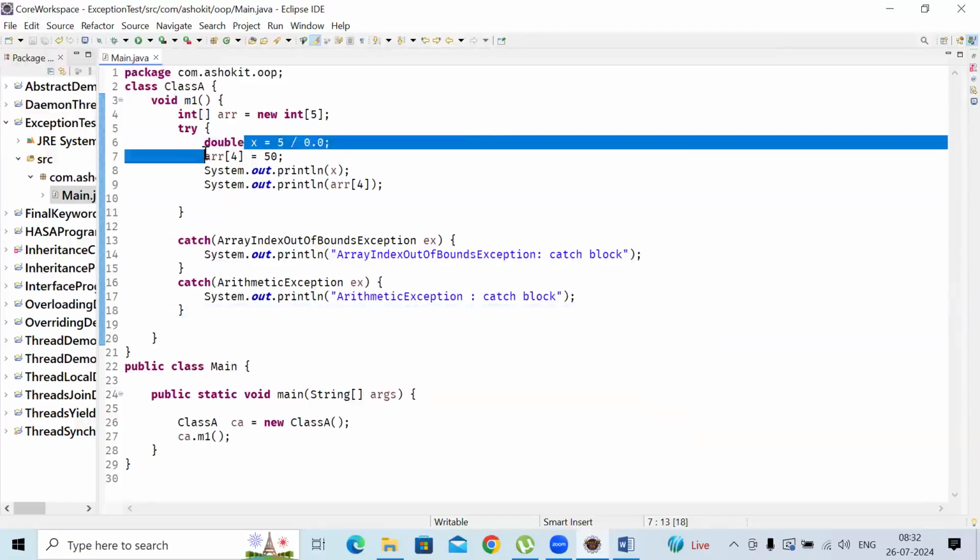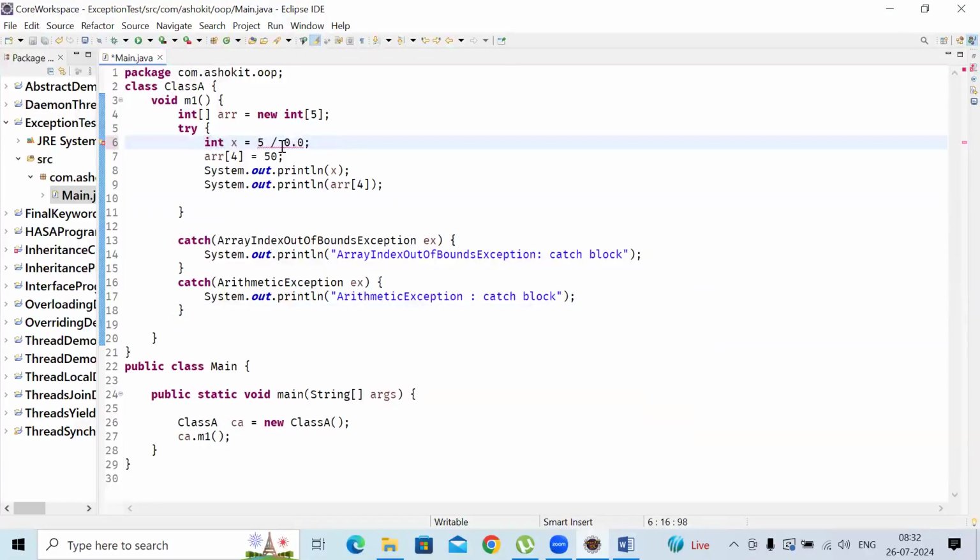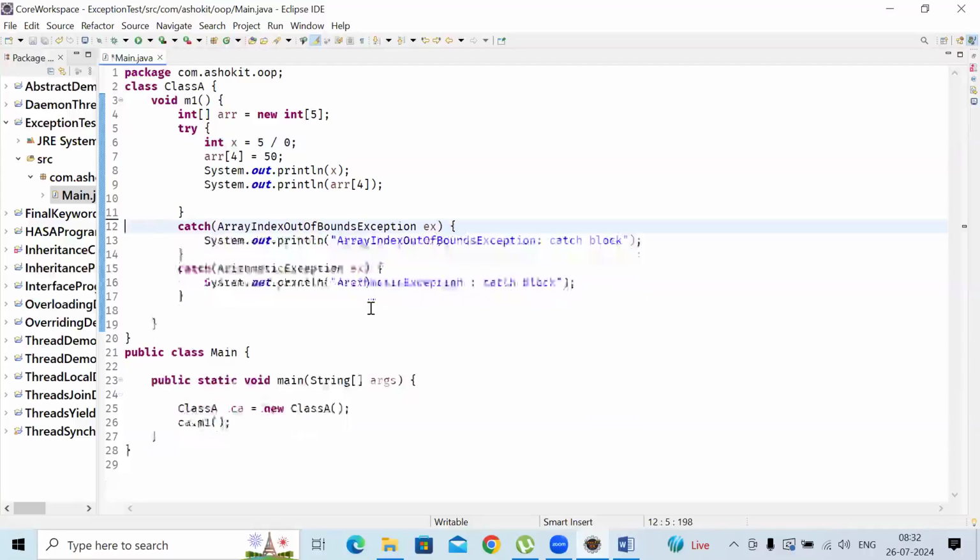Everybody, this is int x equal to 5 divided by 0. Tell me, guys, at line number 6, as usual, we are getting one exception. What is the exception we are getting at line 6? Arithmetic exception. Then tell me, what is the message that I can see on my screen, what output I can see if I run this program?